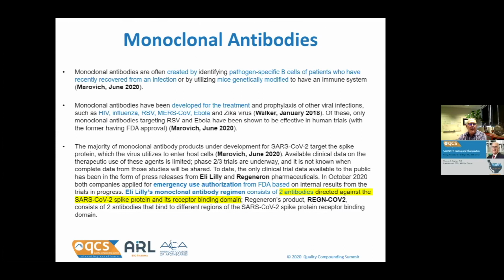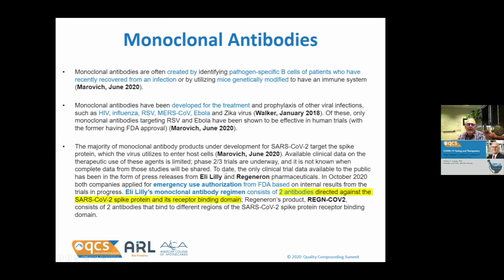Monoclonal antibodies are often created by looking at pathogen-specific B cells from the patients. Let's cut to the chase. What I wanted to say is monoclonal antibodies have been used for other treatments. We've used them for HIV, influenza, RSV, MERS, the Middle Eastern respiratory syndrome coronavirus we talked about, Ebola, and also Zika virus, as stated in the study by Walker.